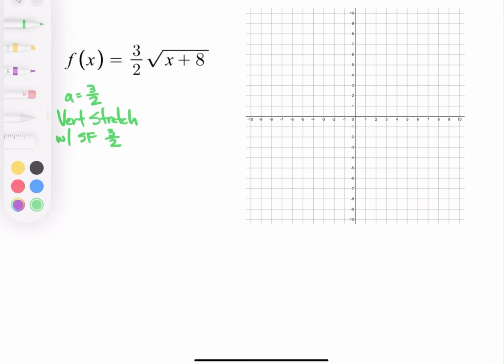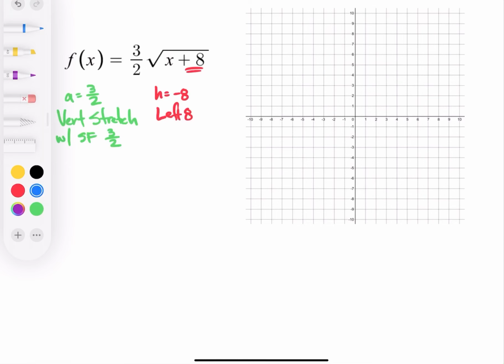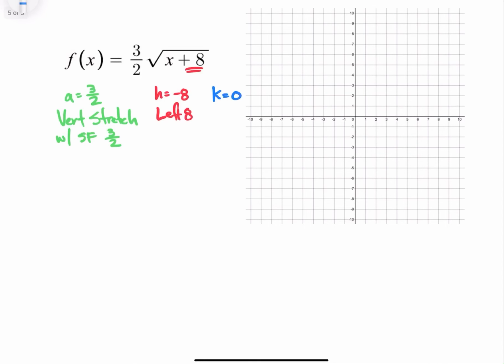Now we do have an h value. The h value in this case is -8. Remember, it's the opposite, which means in words left 8. And since we don't have a k value, our k value is 0, so we're not shifting it up or down any. Again, we're going to have our starting point, and our start point is going to be at -8, 0. So it's our h and our k value. So negative 8, 0 is located right over here.